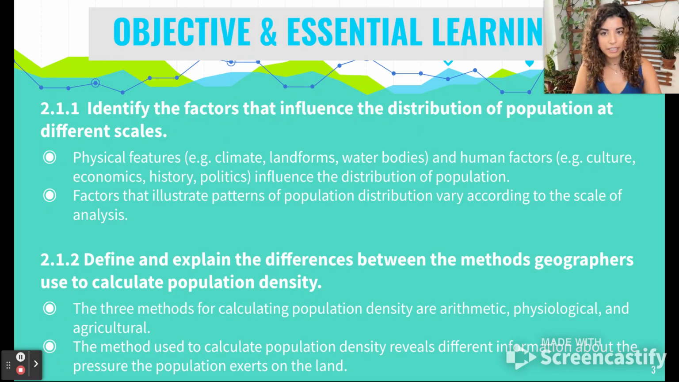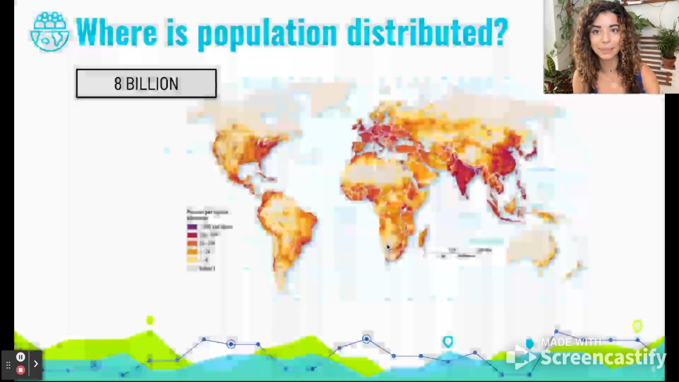So first, we're going to be looking at factors that influence distribution of population and looking at how that might differ at different scales. This includes physical features and how that influences population distribution, as well as other factors that can influence that scale of analysis. Also, defining and explaining differences between methods of measuring and calculating population density.